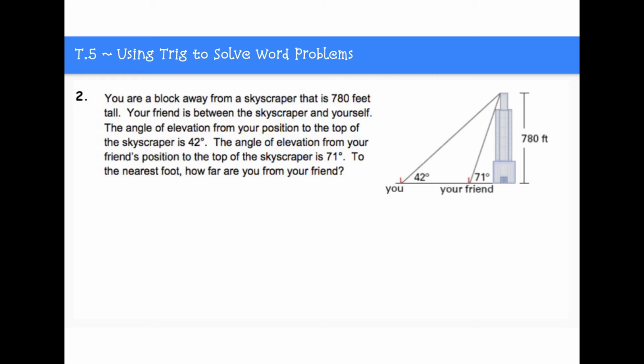Question number 2. Question number 2 is a little bit tougher, so feel free to try that one on your own, but I also am going to go over this one when I see you guys next. So feel free to try it, but we'll make sure we go over it later.